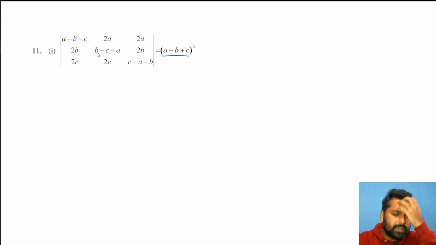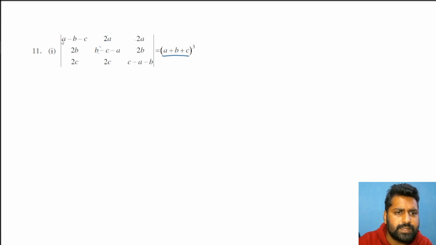First of all, 1 is not there, so your starting step is missing. Even if you can see, there is no direct property applied. So what I told you, just add them row wise or column wise. If I add them column wise, that will become 2a plus 2a, 4a plus 5a minus b plus c. This will become 5b minus c minus a. This will become 5c minus a minus b. They are not making any sense, so not adding them column wise.